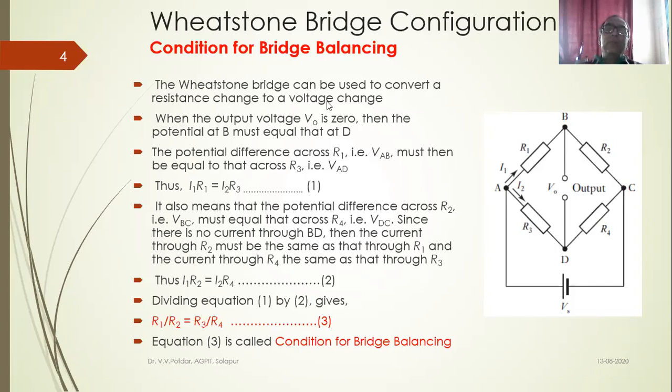Write down Wheatstone bridge configuration, expression for condition for bridge balancing. Draw this Wheatstone bridge, simple Wheatstone bridge. It has got 4 apex points, A, B, C, D, and in between, this is called the arm of the bridge. Arm AB, arm AD, arm DC, and arm BC. Draw these resistances R1, R2, R3, R4.